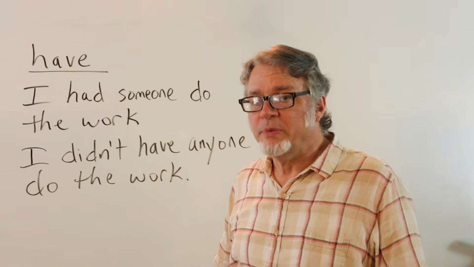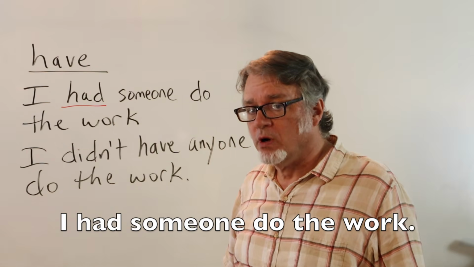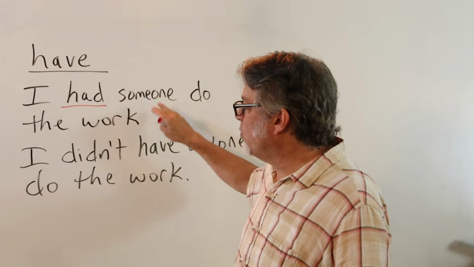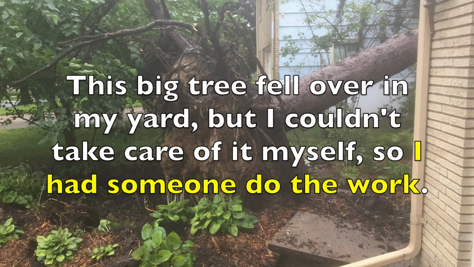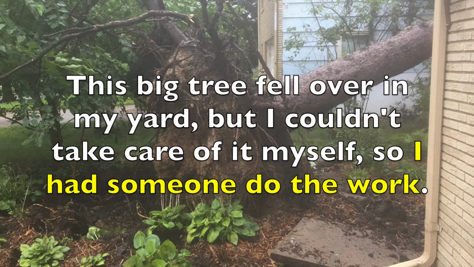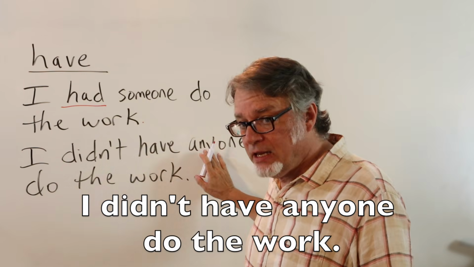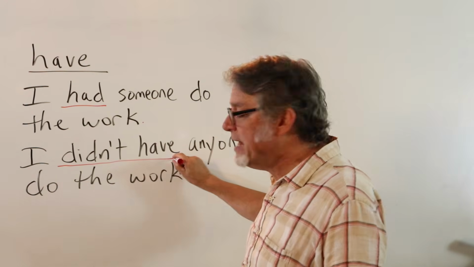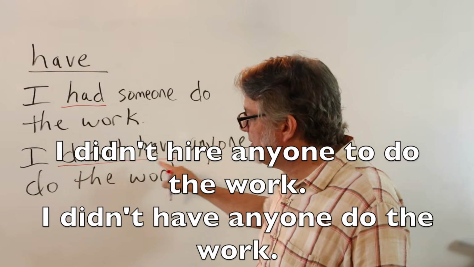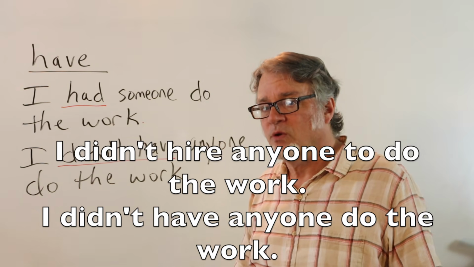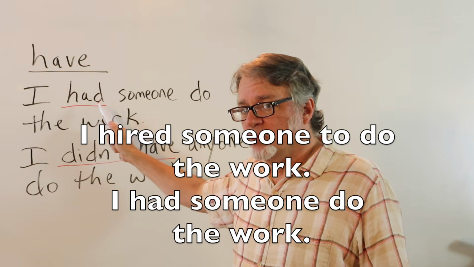Here's the causative verb have, and this is in the past tense. I had someone do the work. This is often said when you hire somebody. I had someone do the work. Or I didn't have anyone do the work. Here it's negative, and then we have to change someone to anyone. I didn't hire anyone to do the work. I didn't have anyone do the work. Over here, I hired someone to do the work.